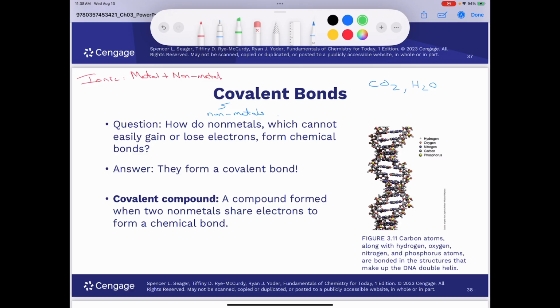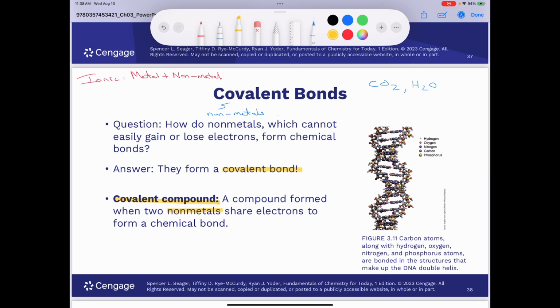So the question they're posing here is, how do nonmetals, which cannot easily gain or lose electrons, form chemical bonds? Well, the answer is, when you have nonmetals bound together, they must be held together by covalent bonds. So covalent compounds are compounds that are formed when two nonmetals share electrons to form a chemical bond. Now you remember that with ionic compounds, the electrons are actually transferred, so you had a cation and an anion, but with covalent bonding, this is not the case. They're actually sharing the electrons.